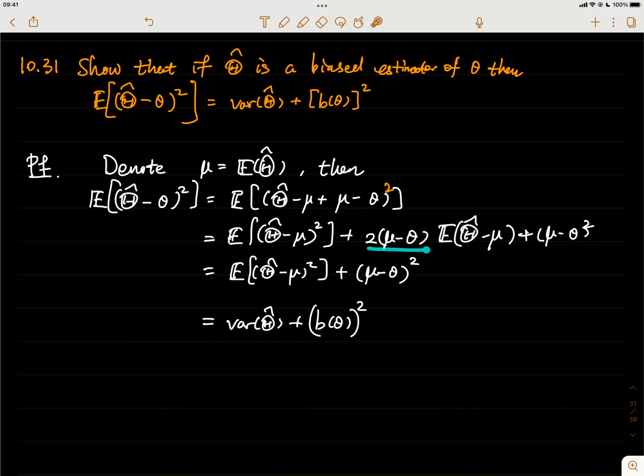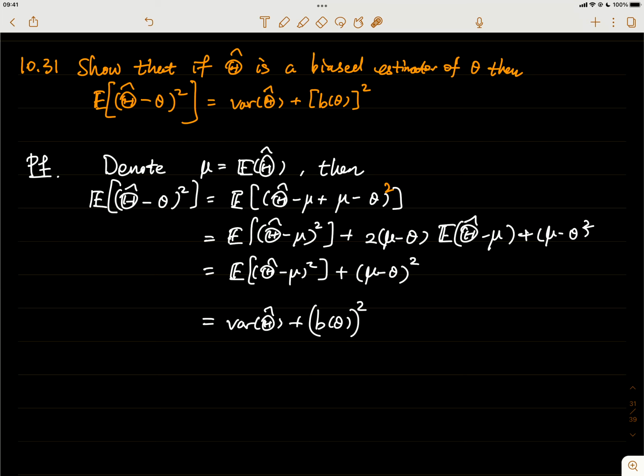For this middle term, the expectation of theta hat minus mu is just 0, because the expectation of theta hat is just mu itself. If you pass this expectation to this term minus the expectation of mu, which is just mu itself, the two terms cancel. So that's why this term is 0, which makes the whole middle term become 0. And then we have this term left, which is here.